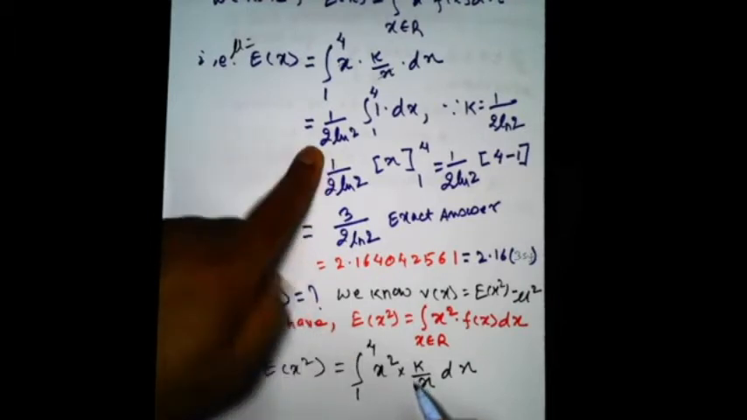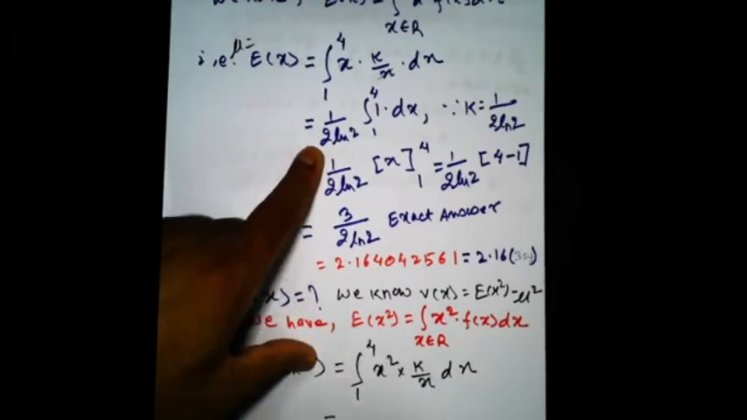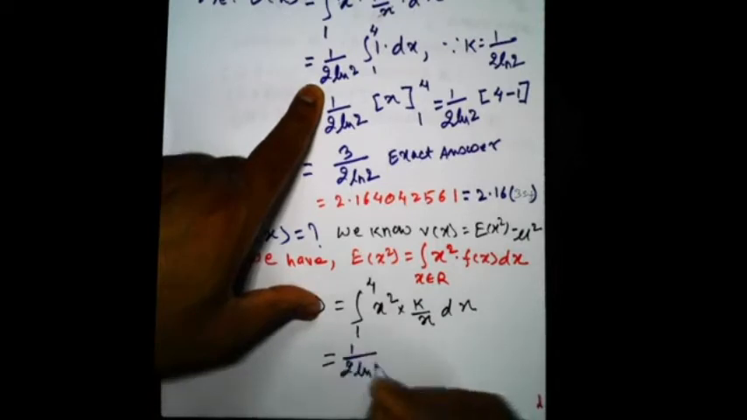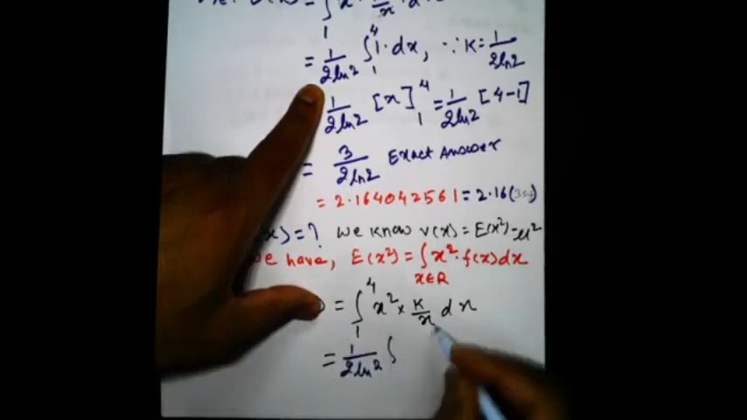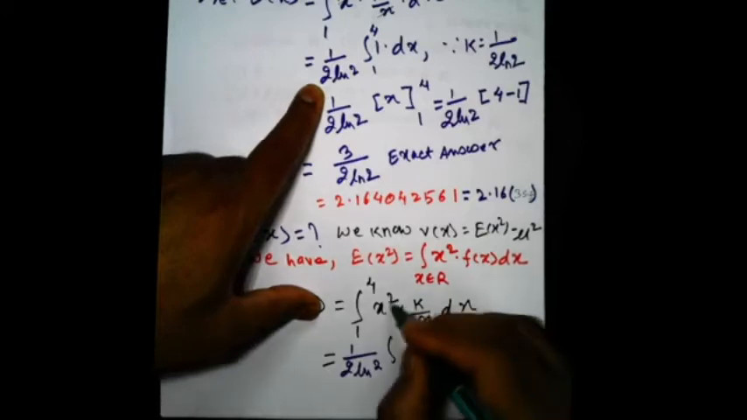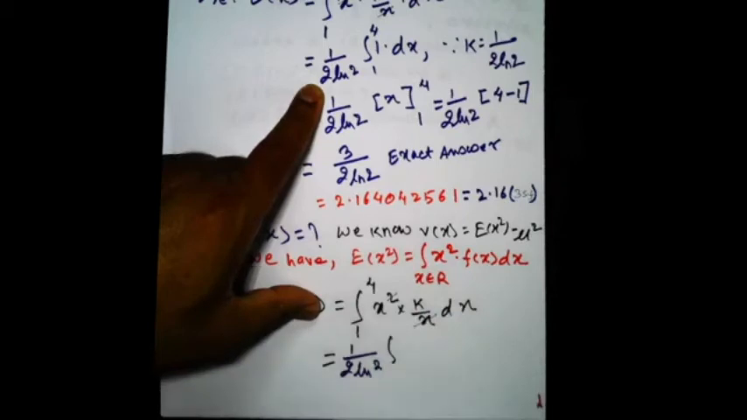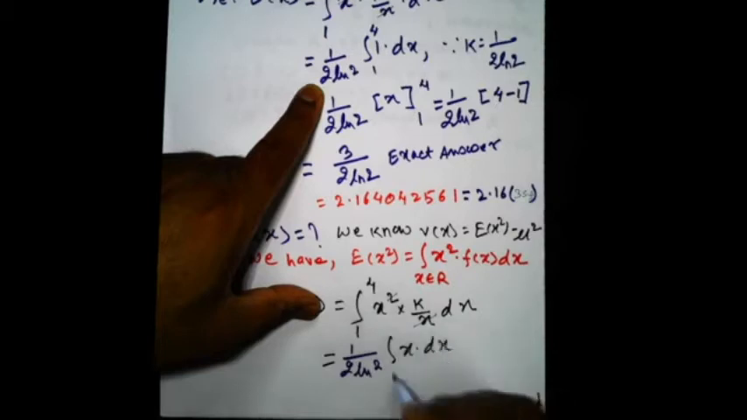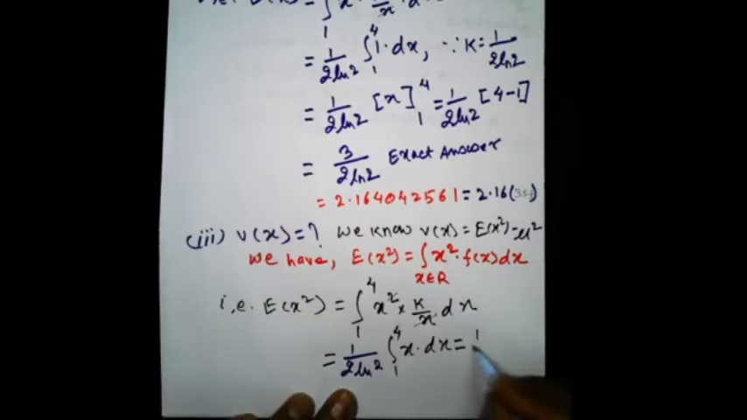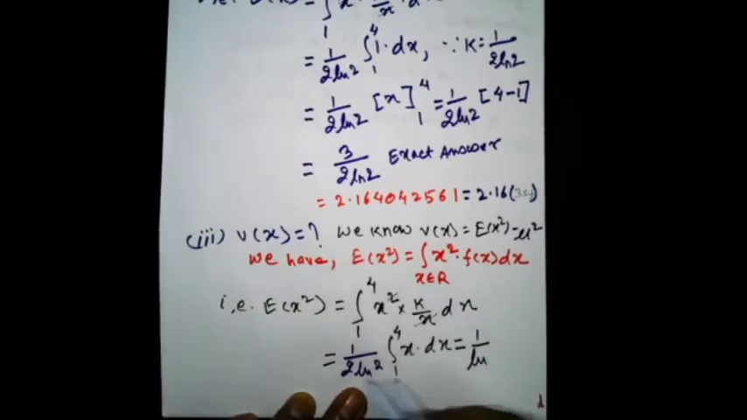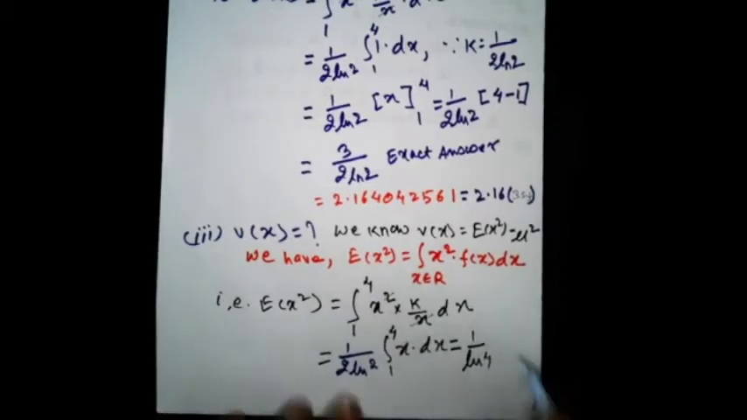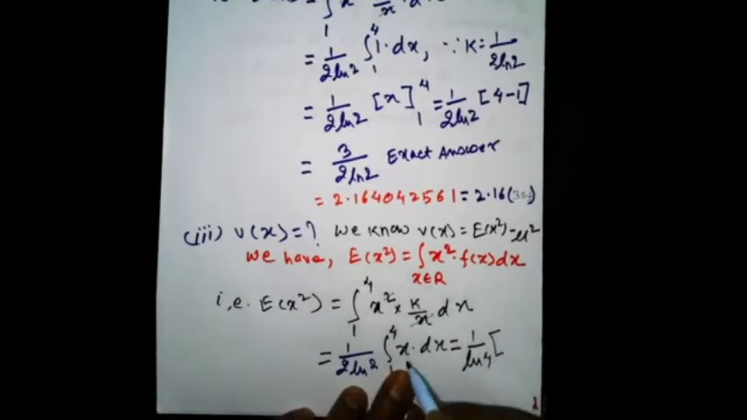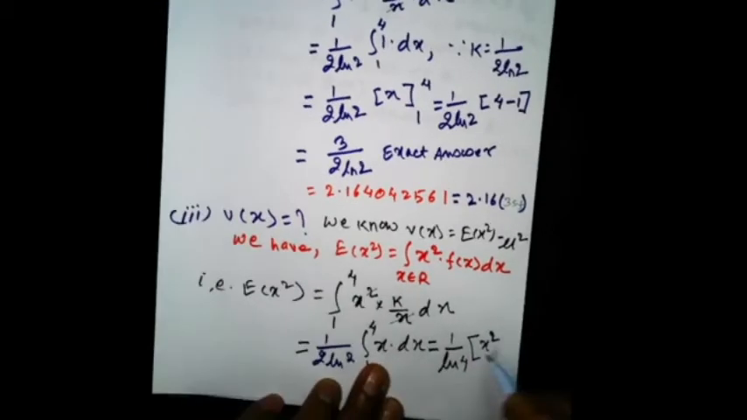So you can take the k value out first, so k value is 1 by 2 ln 2, and then the integration, with x in the denominator, and one x will be cancelled out from numerator and denominator. Then you are left with x dx from 1 to 4, and then if you like you can write 1 by ln 2 squared, or ln 4 also you can write. And then integration of x is x squared divided by 2 from 1 to 4.